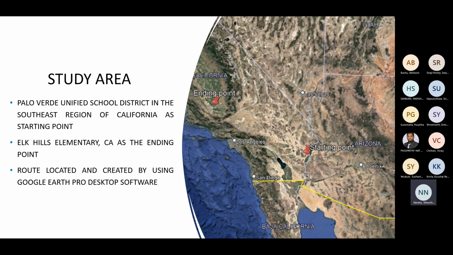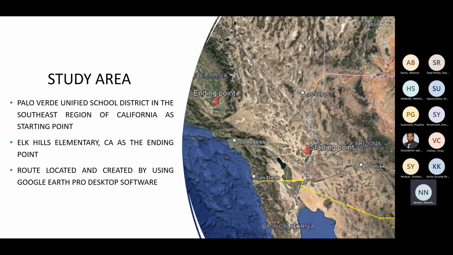Study area. Study area is nothing but the field of study for a specific geographic area. For this, Texas was a potential study location initially, but later we ended up choosing California. The study area is Palo Verde Unified School District in the southeast region of California, as the starting point, in which the coordinates are 33 degrees 39 minutes north and 114 degrees 43 minutes west.